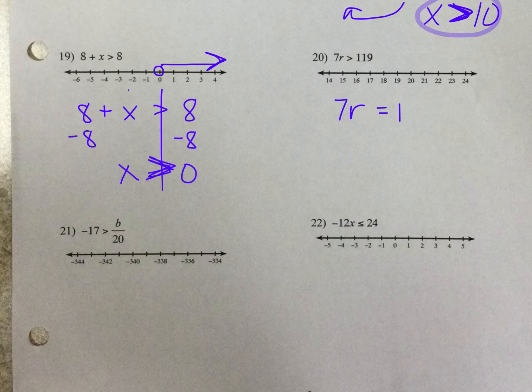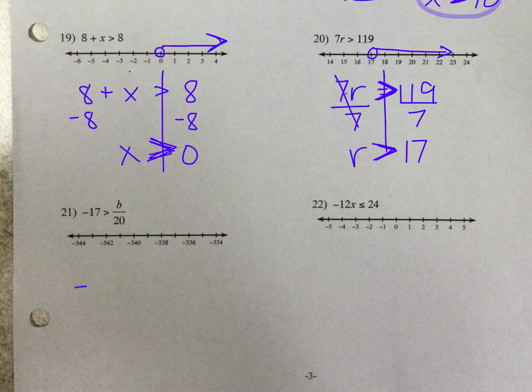7r equals 119. Oh, does not say equal. 7r is greater than 119. Well, we know they're being multiplied, so I'm going to divide. r greater than, I copy down my sign, 119 divided by 7 is 17. And since the r's on the left, I'm happy, I'm done, no flip-flopping. Open circle, arrow goes that way.